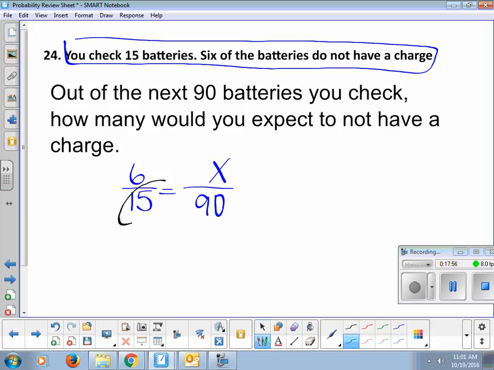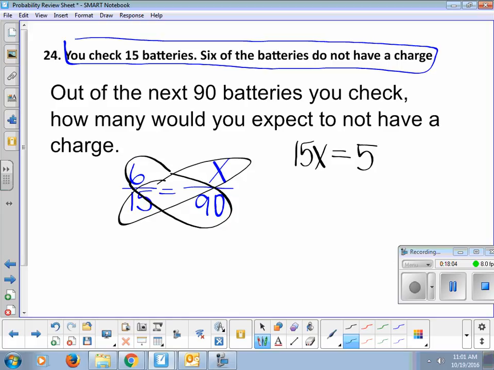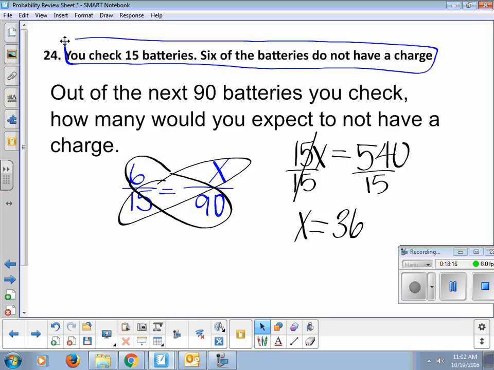When you cross multiply, 15 times x gives us, and we set that equal to 6 times 90, which is 540. What do we have to do to both sides? Divide by 15, and we get that x equals 36. So we would expect 36 of the batteries to not have a charge.